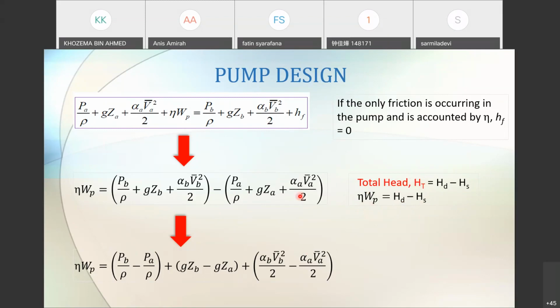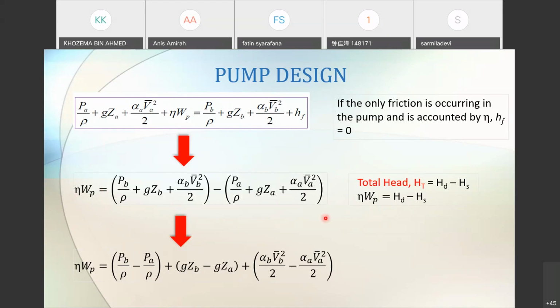So if the problem is asking you to find the total head, you can use this. You need to find this value, efficiency times the work done by the pump. So this is one form of this equation.